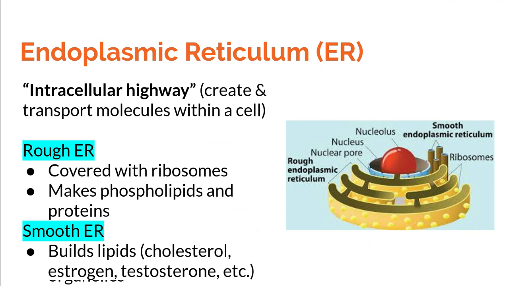The rough ER, as you can see here, is covered with ribosomes. And the role of the rough ER is to make phospholipids and proteins. The smooth ER, which you can see over here, is smooth because it has no ribosomes stuck to the outside. That is where lipids are created, for example, cholesterol, estrogen, testosterone, and other hormones.